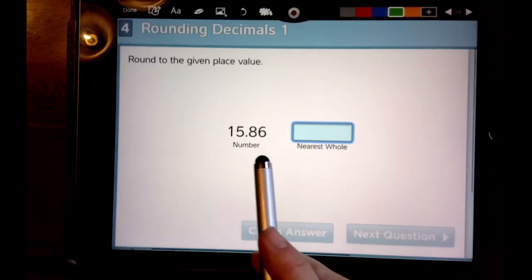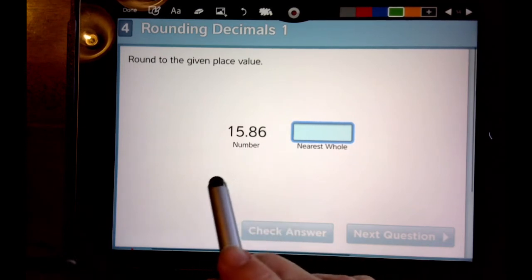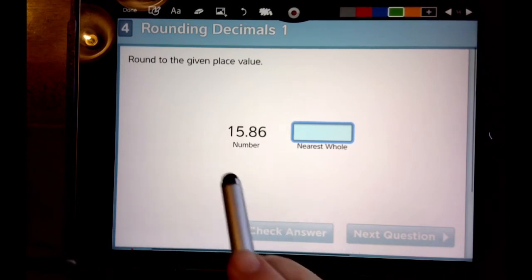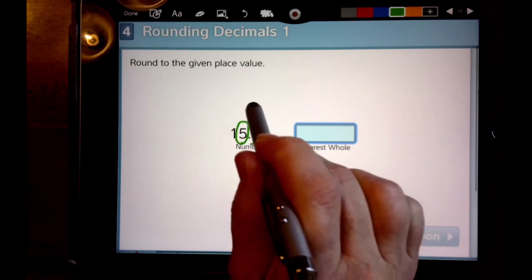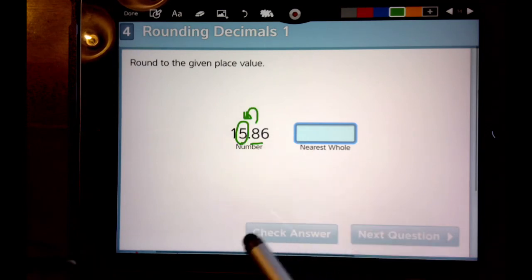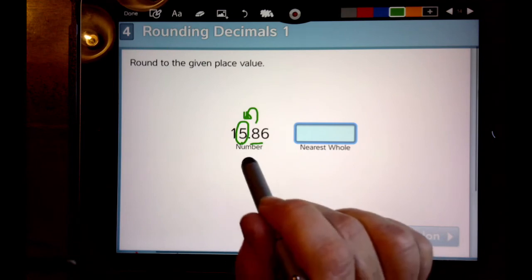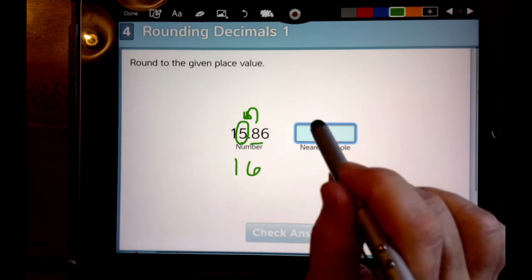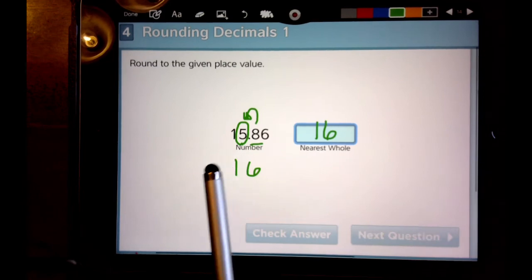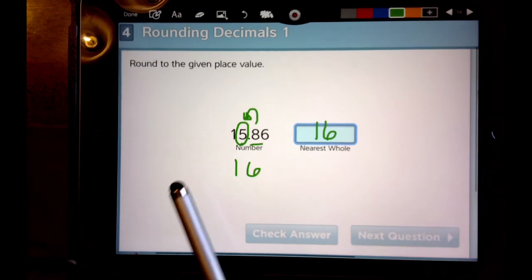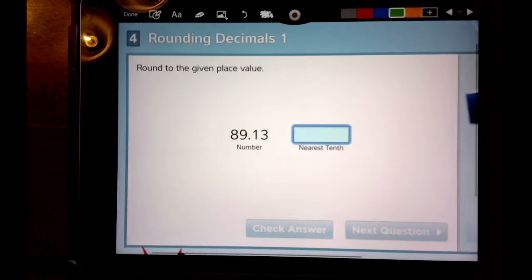All right, rounding it to the nearest whole number again. So think to yourself, what is in the ones place? Circle the 5, underline that. What's going to happen to that 5? It will become a 6. So my nearest whole number is 16. And when I look at that and try to make sense of it, 15 and 86 hundredths, is that almost 16? Yes, of course it is.